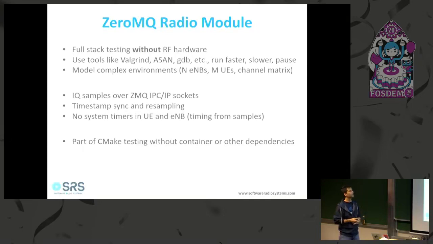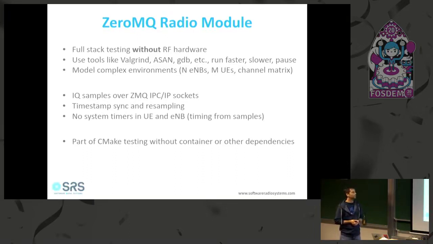And for us as developers, that's pretty attractive. I mean, we do have hardware, but we want to use it for running Valgrind and then address sanitizer and GDBing stuff that you cannot do if you're running over the air with a user. So you want to run stuff faster, slower, pause, and stuff like this, and maybe emulate more complex scenarios with multiple eNodeBs that are very difficult to control and to orchestrate. And so the idea was to basically use srsMQ. And instead of sending those IQ samples, I mean, we're still running the full PHY to use up. We are using srsMQ to send it over IPC or IP to a receiver.